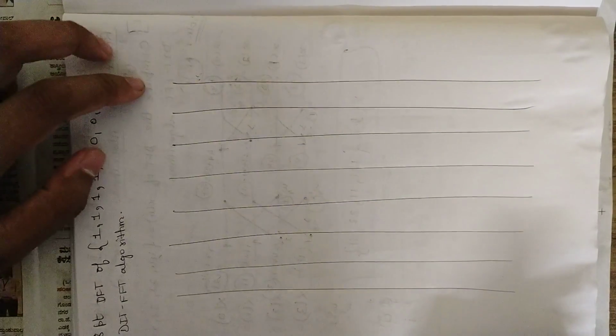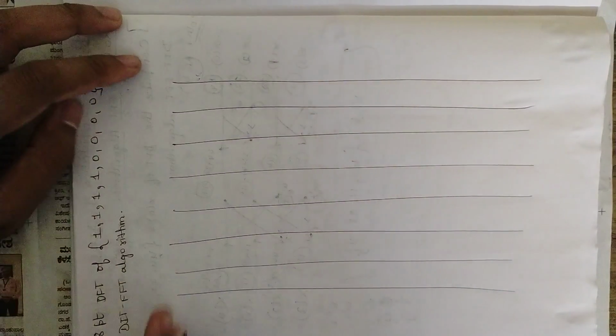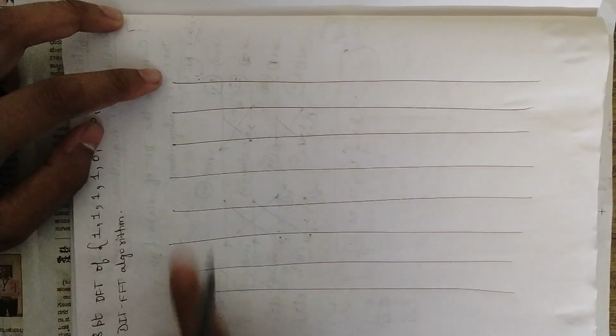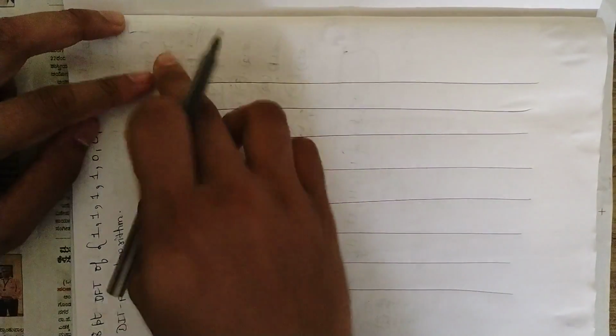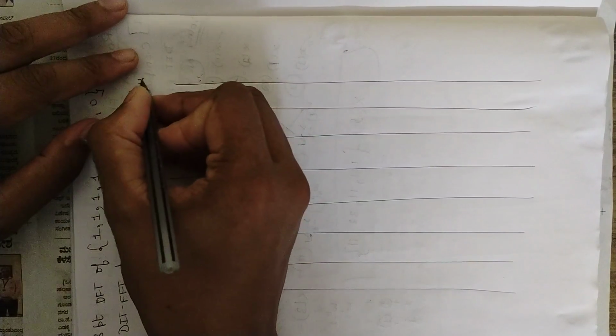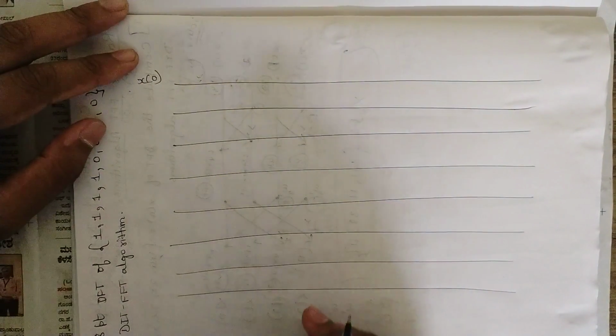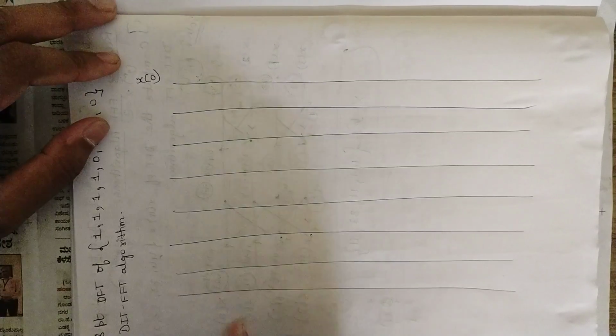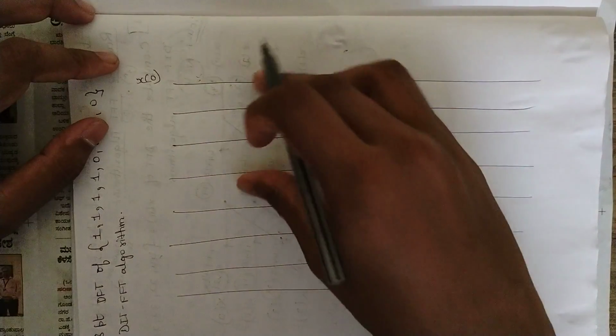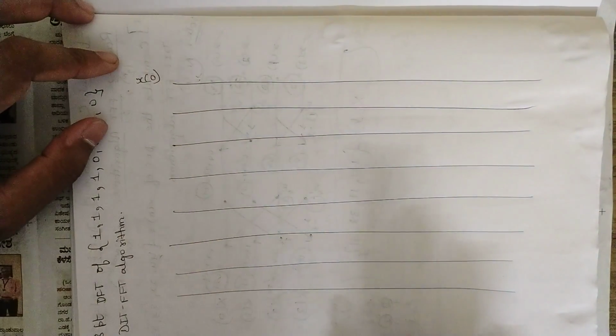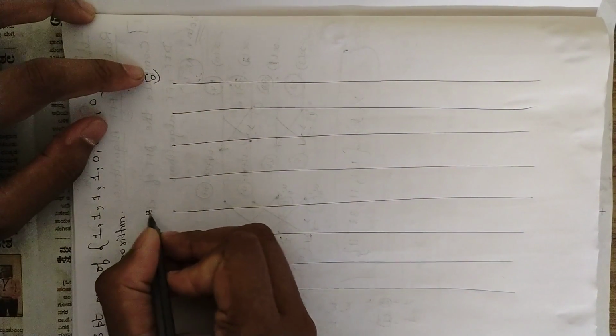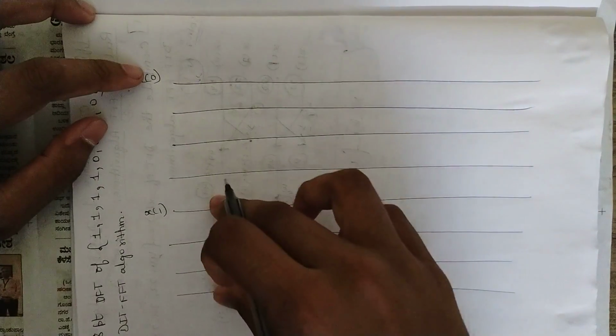Here, in the case of DIT-FFT, the input side would be shuffled and on the output side all the terms would be written as they are. So on the input side, how are the terms shuffled? First line, x of 0 would come. Then, since we have 8 lines, we can make pairs of 4, then pairs of 2. If we make a pair of 4, the next value x of 1 would come in the 5th line, since this is one pair and this is one pair.